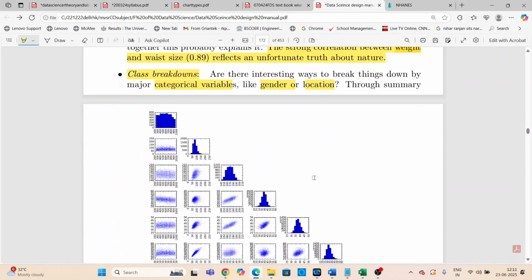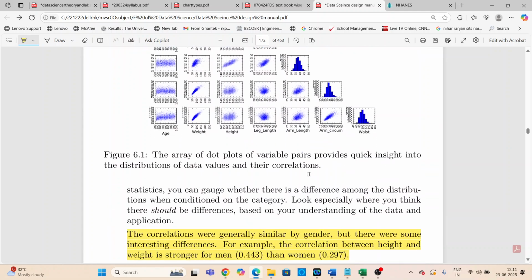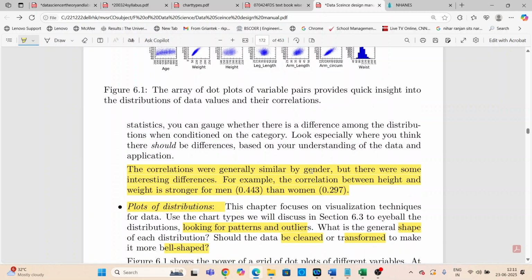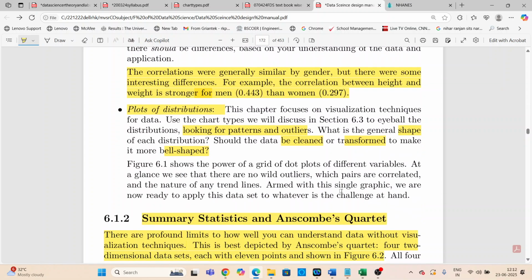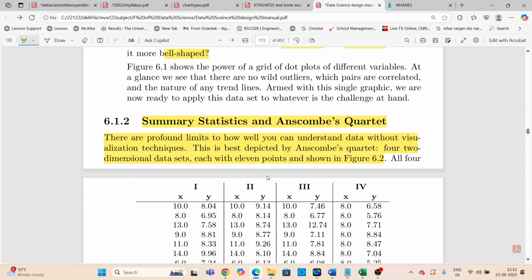Similarly, you can have class breakdowns also. For gender, what will be there, for location, what will be there. Say for example, for similar gender, the correlations were similar, but there were subtle differences. For example, the correlation between height and weight is stronger for men than women. There may be plots of distributions, which will be specifying patterns and outliers. Is there a need for cleaning? Is there a need for transformation? Is the data bell-shaped, kind of thing?